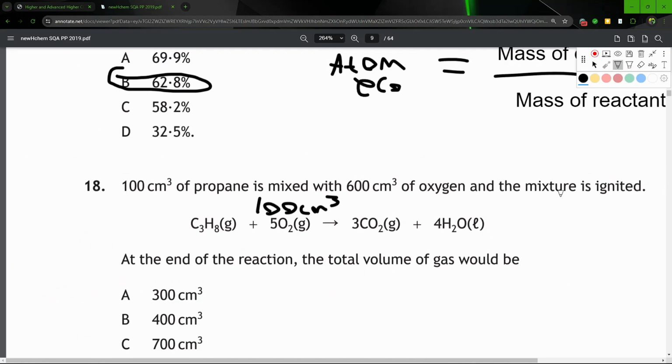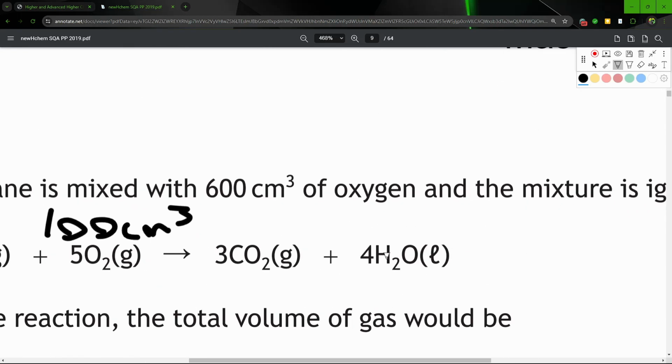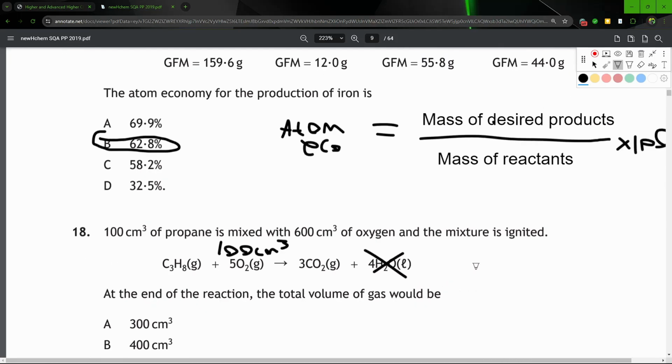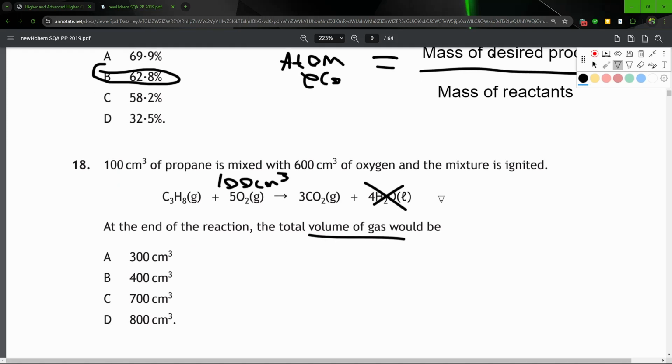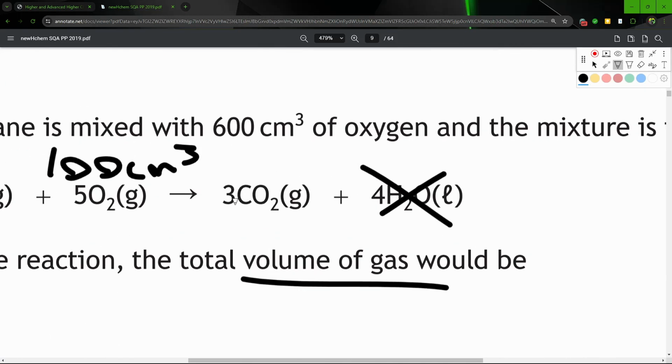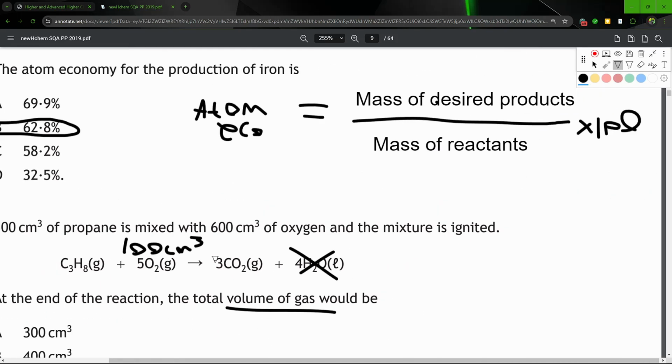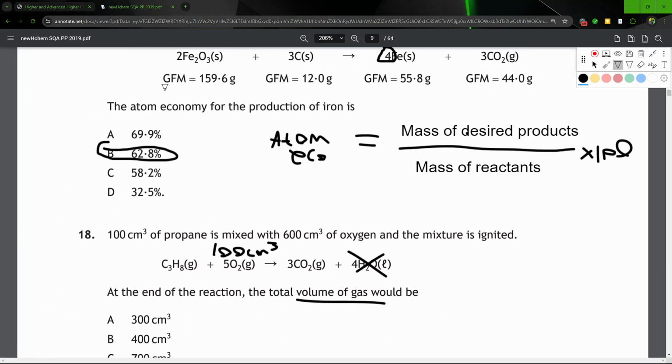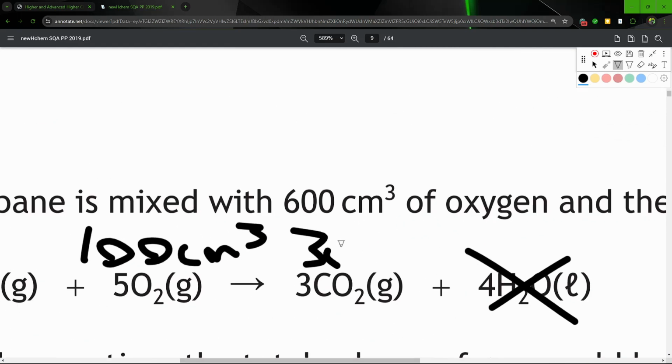Okay, remember that for later. Then all that gets turned into carbon dioxide and water. But water is a liquid, so we're just going to outright ignore that because we want total volume of gas. At room temperature, water is a liquid, so it wouldn't count towards this. So that means we only have 3 moles of carbon dioxide, but as I established, 1 mole of stuff in reaction is 300 cubic centimeters.